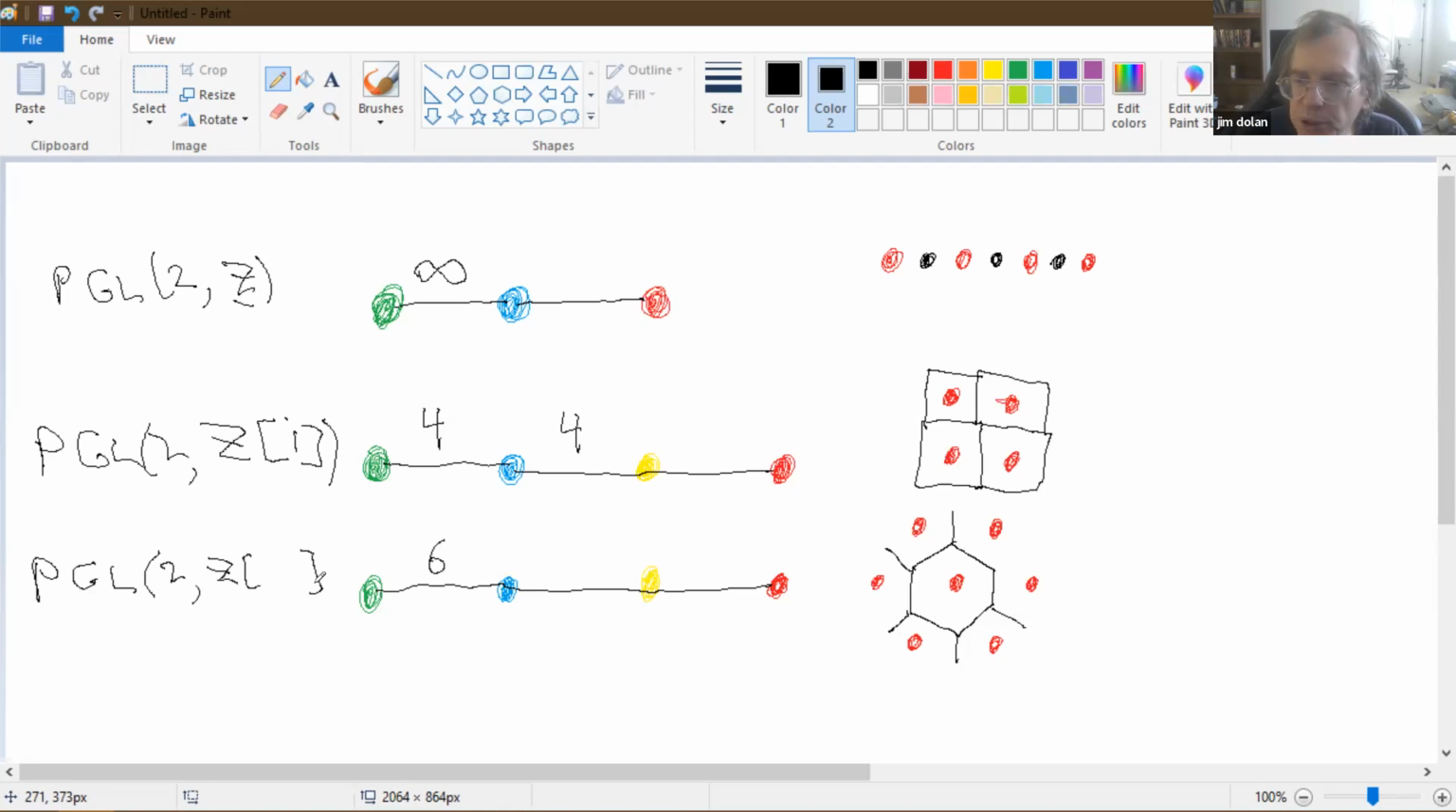Sorry, the rotations will be, what am I trying to say? I don't know. There's all these little factors of 2 that are annoying me. Let's see, PSL, I think that's index 2 in the PGL in these cases. And the rotation group is index 2 in the reflection group. So I'm not sure what we can conclude from that.